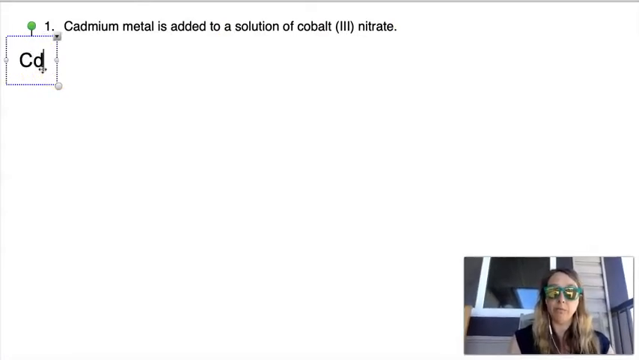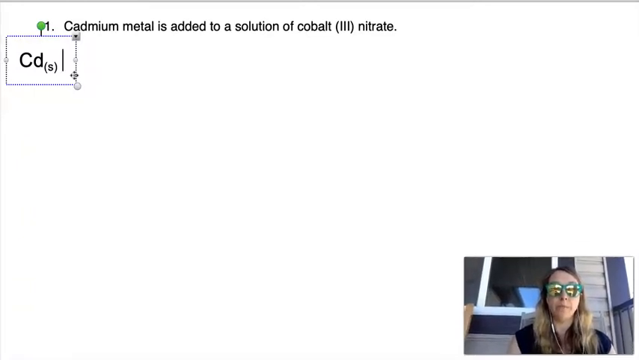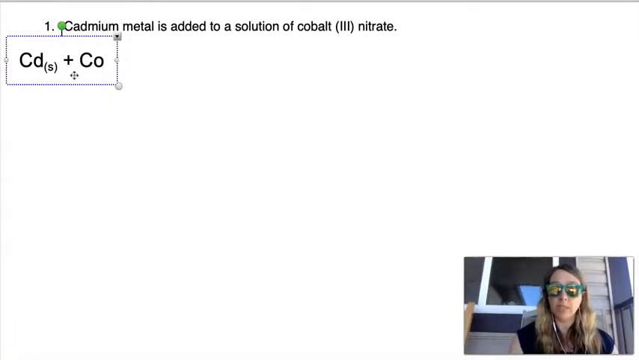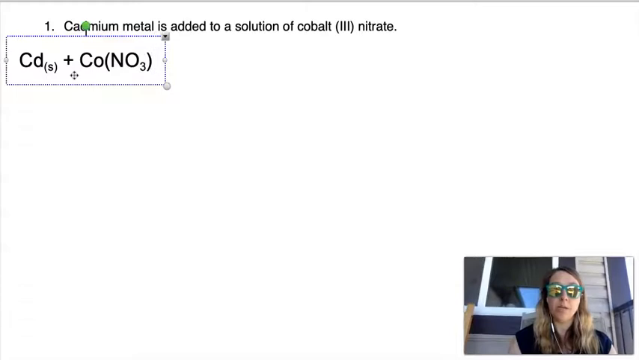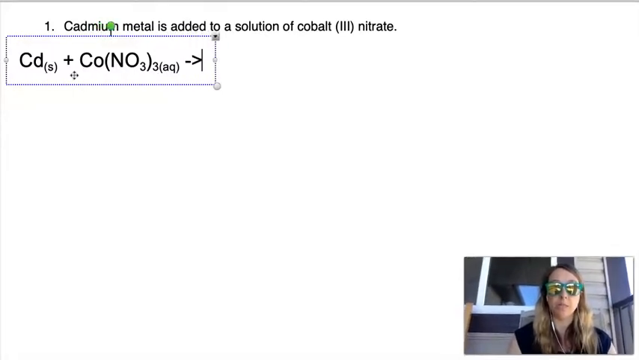So cadmium metal, anytime you have a metal, it's just whatever that element is with a solid subscript. No charge, right? Because metals are elements and they don't have charges. So it's going to be the cadmium plus the cobalt. It tells us it's a 3 nitrate. So in brackets, nitrate, and then we're going to have a 3. The question also tells us that it is a solution, so I don't even have to go to my solubility table yet. I know it's going to be aqueous.